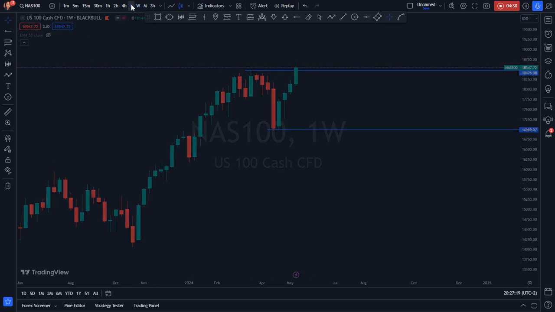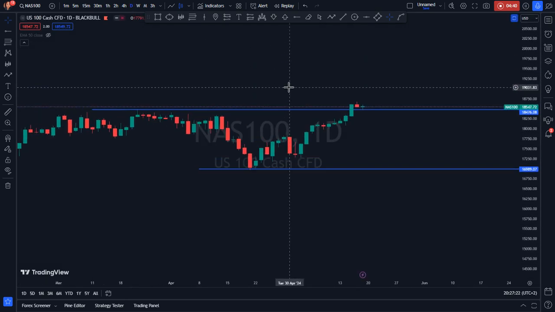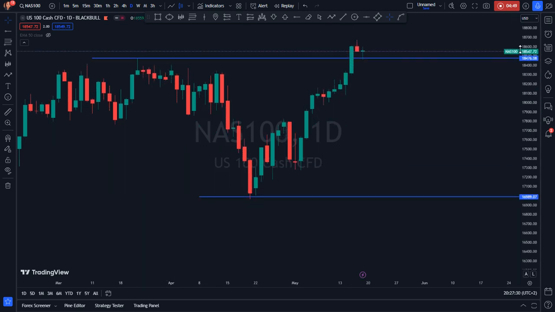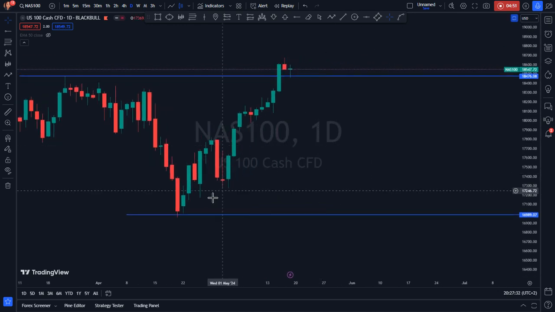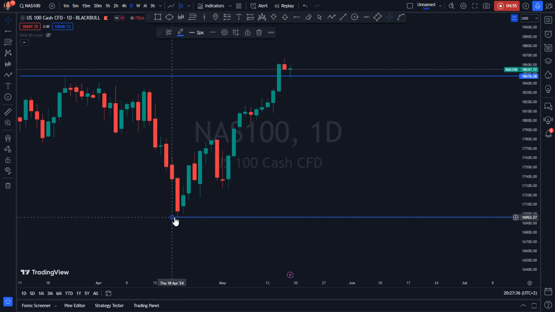So let's go to a daily time frame. Remember, the market has already broken this high right here. As you can see, the market has broken above this high right here. So what we are going to see is that once the market created this low, it started to give us higher high, higher low. So now the market is in this impulsive phase right here.